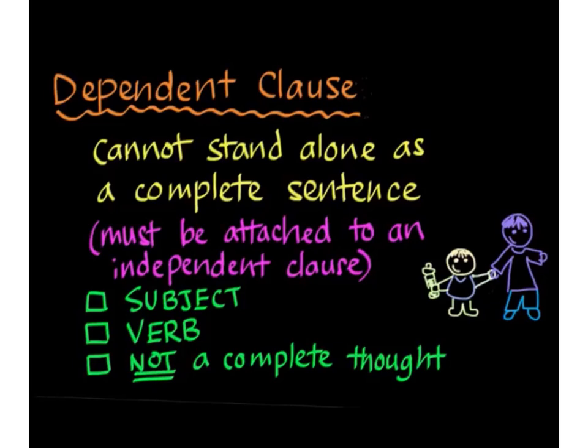So a dependent clause cannot stand alone. It can't be up by itself as a complete sentence. It must be attached to an independent clause. A dependent clause also has a subject, a verb, but it does not have a complete thought. So the difference between the two is the independent clause has a complete thought, and the dependent clause does not have a complete thought. They both have subjects and verbs. An independent clause makes sense all by itself, but a dependent clause does not.